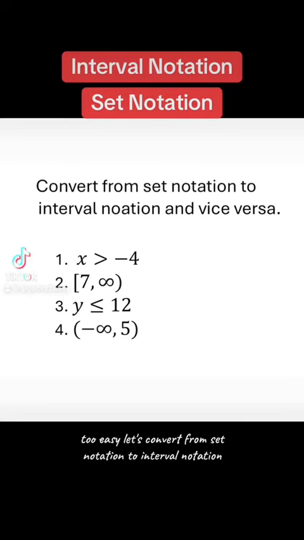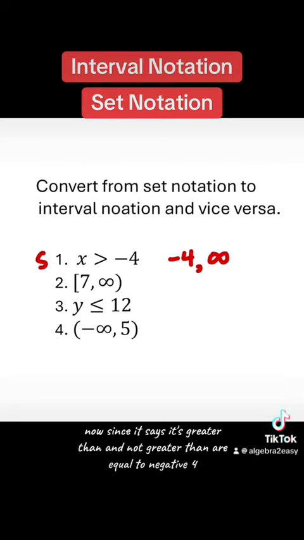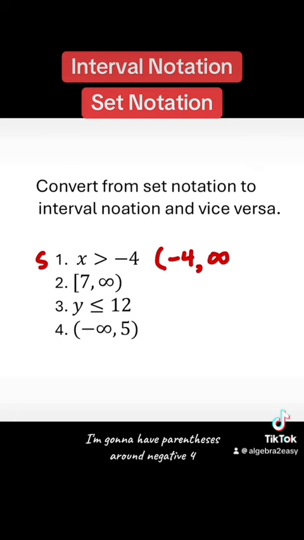Let's convert from set notation to interval notation, and then again from interval notation to set notation. So starting off with number 1, we have set notation. To go from set to interval, it says x is greater than -4. So that means that -4 is going to be our least value, and we're going to go all the way up to infinity. Now, since it says it's greater than and not greater than or equal to -4, I'm going to have parentheses around -4. And then we know parentheses should always be around infinity.